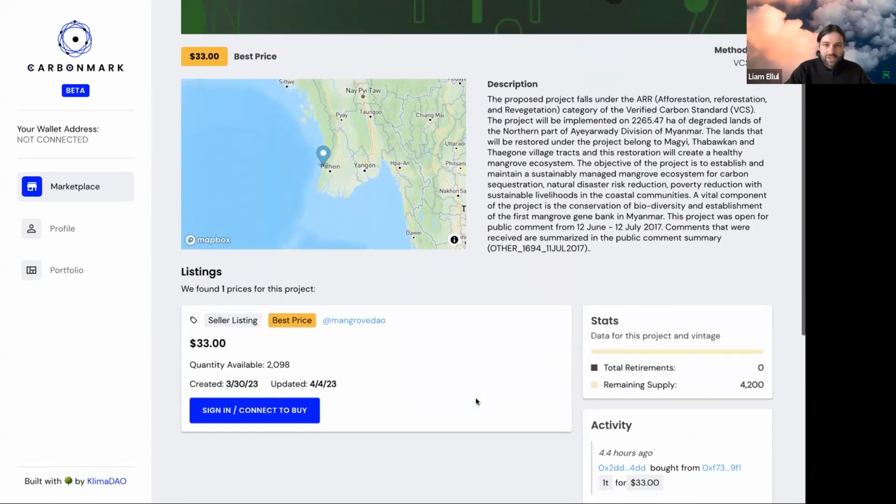Then if we scroll down, there's a few more details here. We can see the stats as it pertains to Carbonmark. So we can see the total retirements that has moved through Carbonmark. We can also see the supply of credits within Carbonmark as well. We can also see the listing information here. So the best price for listing, the quantity available from this listing.